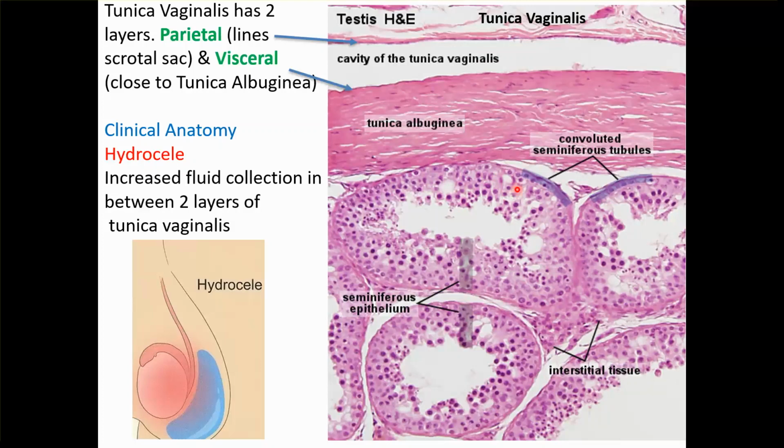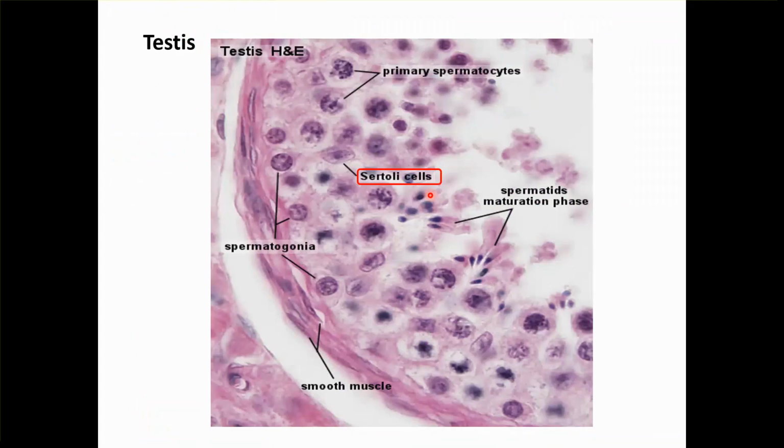And remember, the seminiferous tubules have 2 sets of cells. One is the spermatogenic cells, and the other is the Sertoli cells. Here again we can see the smooth muscle covering the seminiferous tubule. Spermatogonia, then the primary spermatocyte, then the secondary spermatocyte. Then these are the spermatids, you can see they are in the maturation phase over here. So these are the Sertoli cells, large cells, and these are the primary spermatocyte.